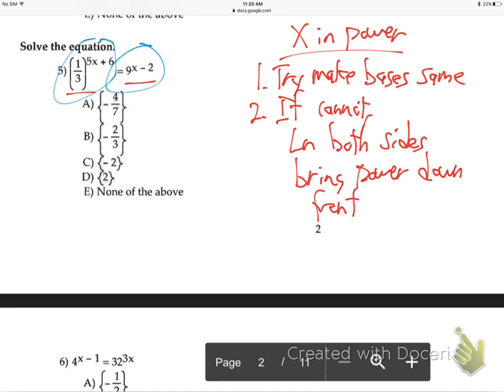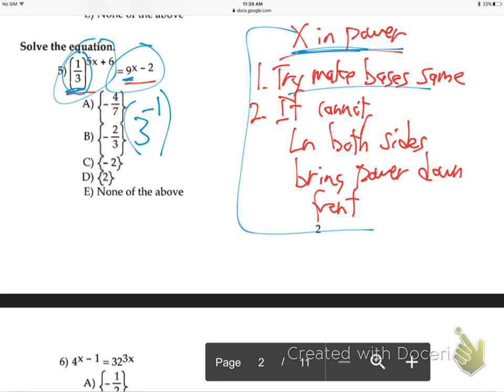As you look at these, you think, okay, there's x in the power. That's the whole Hitler-Stalin thing. When x is in the power, we have to do something special. Here's the game plan. First, try to make the bases the same. Can I make the 1/3 and the 9 out of the same number? Yeah, 3. What do you do with the 1/3? 3 to the -1. Is everybody good with that? Negative powers flip things. So this is 3 to the -1. I'm sure you know that, and what you want to see is how the rest of it plays out.